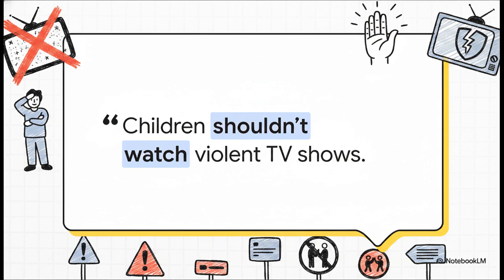And what if you want to advise against doing something? Easy. You just add not to make it negative. So should becomes shouldn't. Again, it's just shouldn't plus the base verb, watch. This is how you tell someone, hey, this is probably a bad idea.